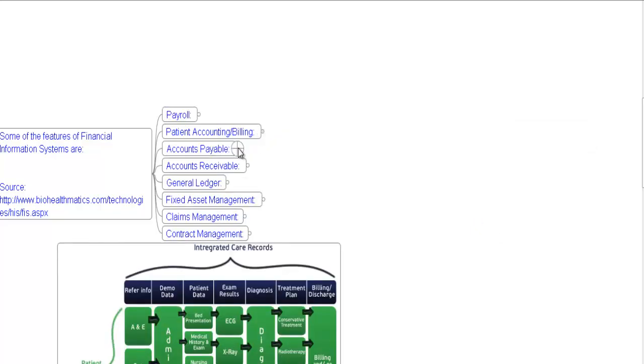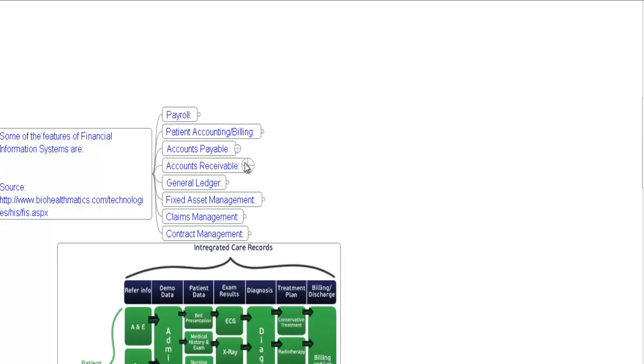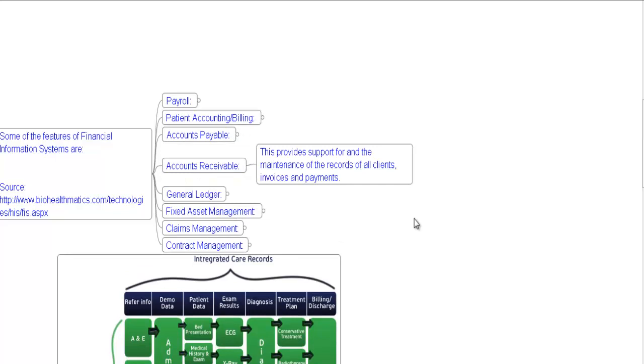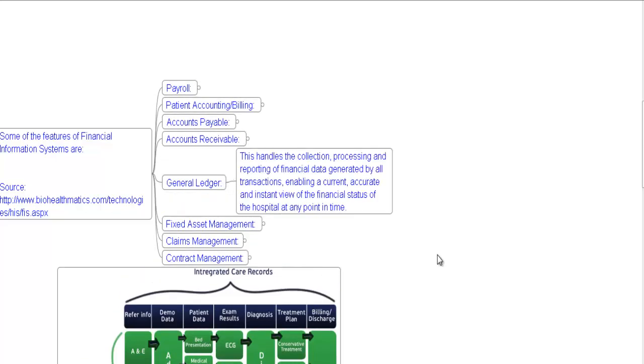Now we'll see the next. Accounts payable handles the processing of invoices and payments within the hospital. Accounts receivable provides support for and the maintenance of records of all clients' invoices and payments. Now let's see the general ledger. This handles the collection, processing, and reporting of financial data generated by all the transactions, enabling a current, accurate, and instant view of the financial status of the hospital at any point in time.